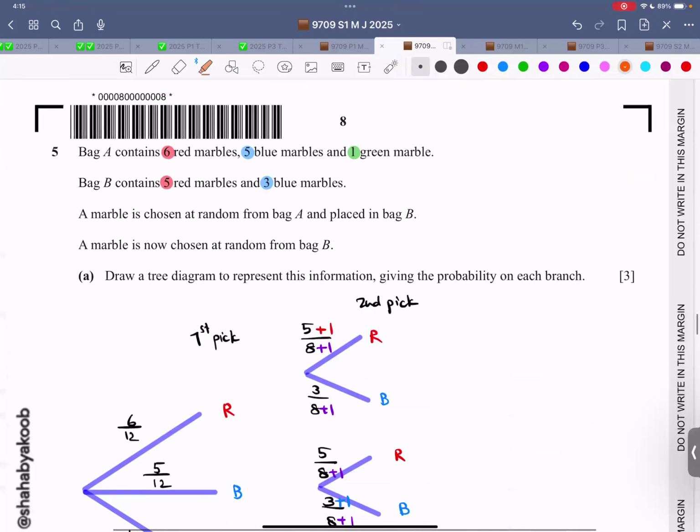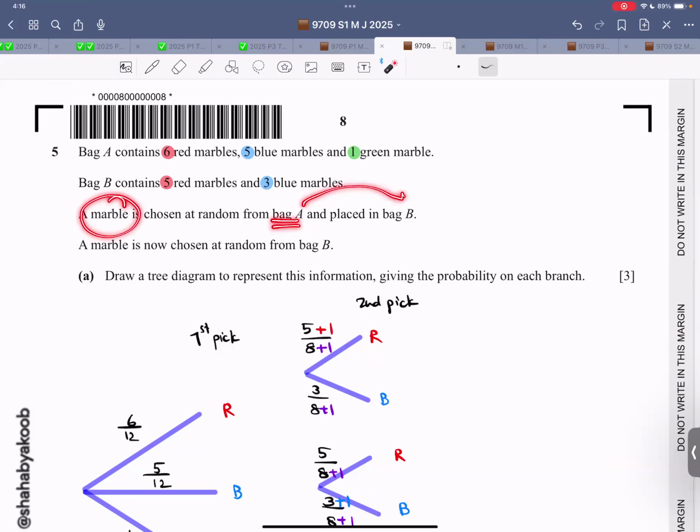Question number 5. Again, a nice question. We have seen questions like these before. Bag A contains 6, 5, and 1 red, blue, and green marbles respectively. Bag B contains 5 and 3 blue marbles. A marble is chosen at random from bag A and placed in bag B.